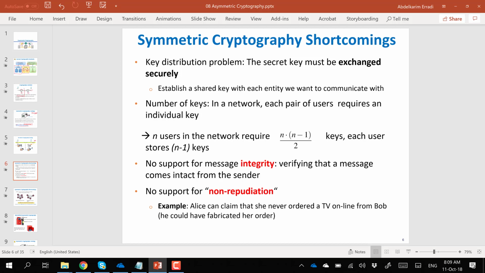The first thing we have to worry about is this problem of key distribution and securely establishing keys. And not only this, if we have many users that we need to interact with in a secure manner, we have to establish a key with each of them. So if we have a network of n users, this is how many keys we need to do secure conversation between these users. If we have, let's say, 10 users, we will need 10 times 9 divided by 2. 90 divided by 2, 45 keys. And each of them will have to manage 9 keys.